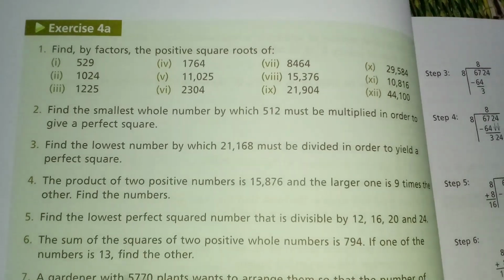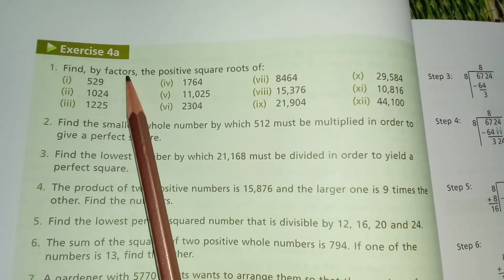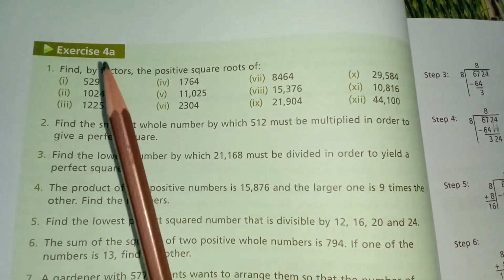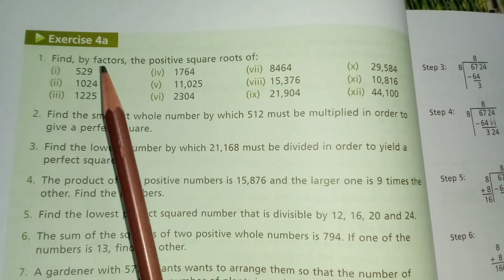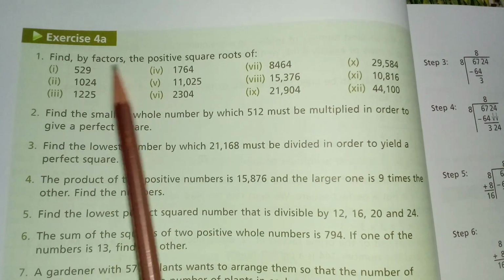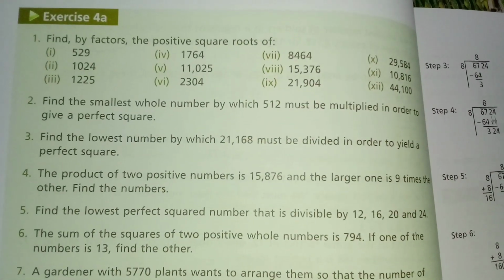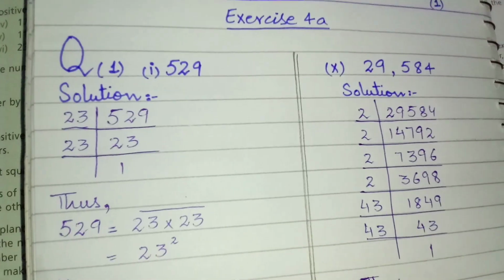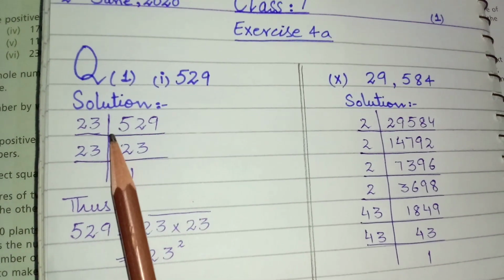Now we have to start our exercise 4a. Find by factors the positive square root of all these parts. We have to find the positive square roots of these numbers by using the factors method. So the first question is 529. First of all we have to find its prime factors.